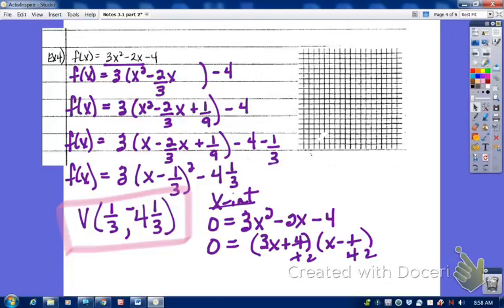Really? You're going to have to divide everything by 3, and you're going to get... it's up to you. I would think most of you would probably do the quadratic formula.